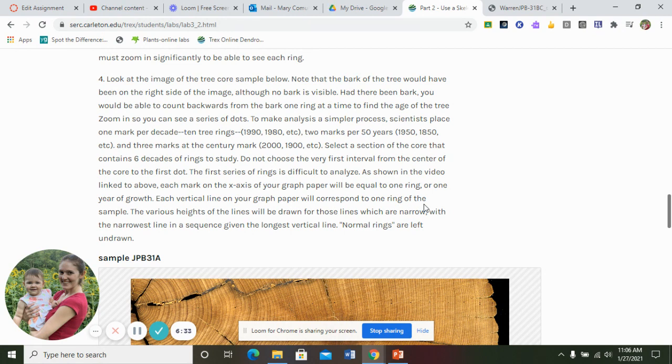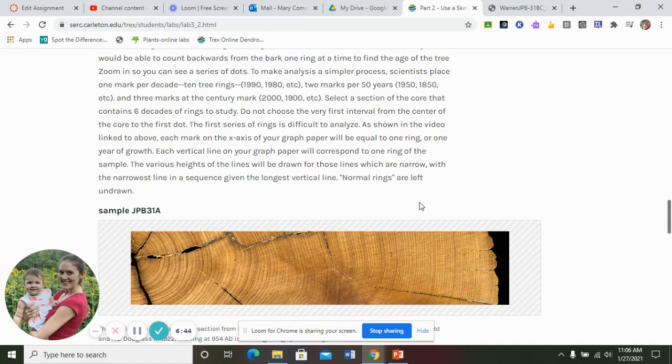Although no bark is visible, had there been bark, you would have been able to count backwards from the bark one ring at a time to find the age of the tree. Zoom in so you can see a series of dots. To make analysis a simpler process, scientists place 1 mark per decade, 10 tree rings, 2 marks per 50 years, and 3 marks at the century mark.